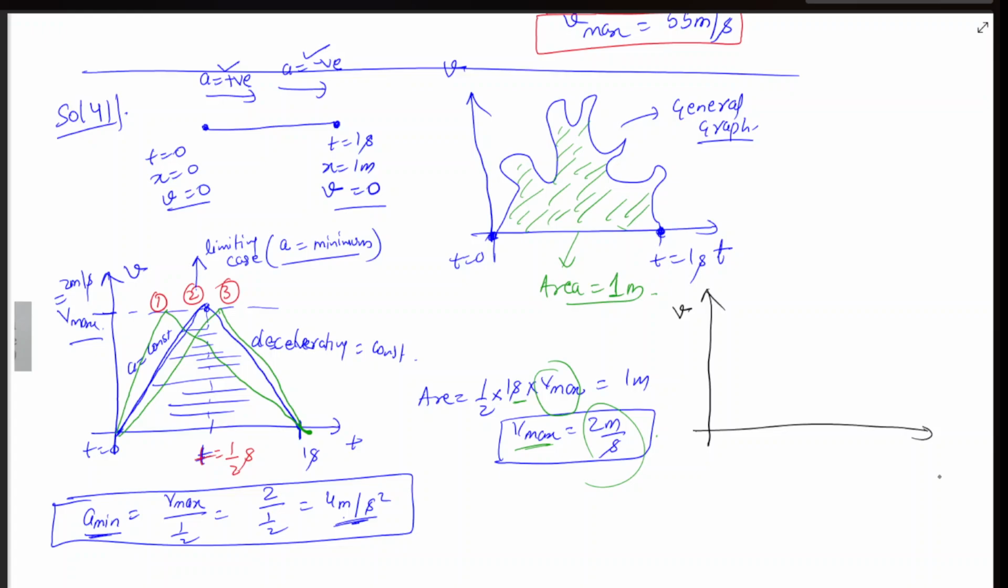Now, the question arises: what if we do it like this? This is our V, this is our T, and we go like this, right?